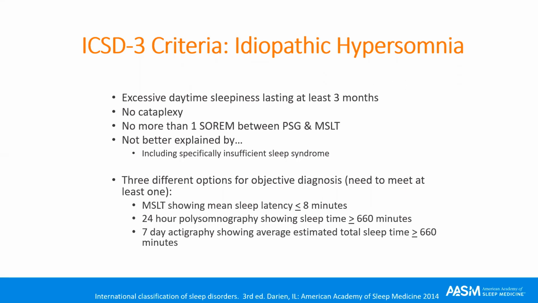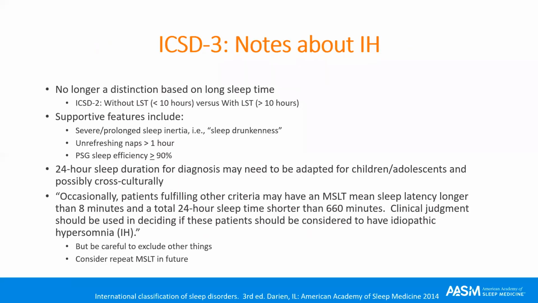The MSLT does not perform very well for this. Lots of people you think have idiopathic hypersomnia will have a normal mean sleep latency on their MSLT, and so these duration criteria were added. Because we can't get PSG in the US for 24 hours, actigraphy was added, but certainly still awaits further validation. If you look at old literature, you will see idiopathic hypersomnia with long sleep time and without long sleep time. That was taken away in the ICSD-3 because we're not really sure where that line should be or if those two diseases are different from each other.